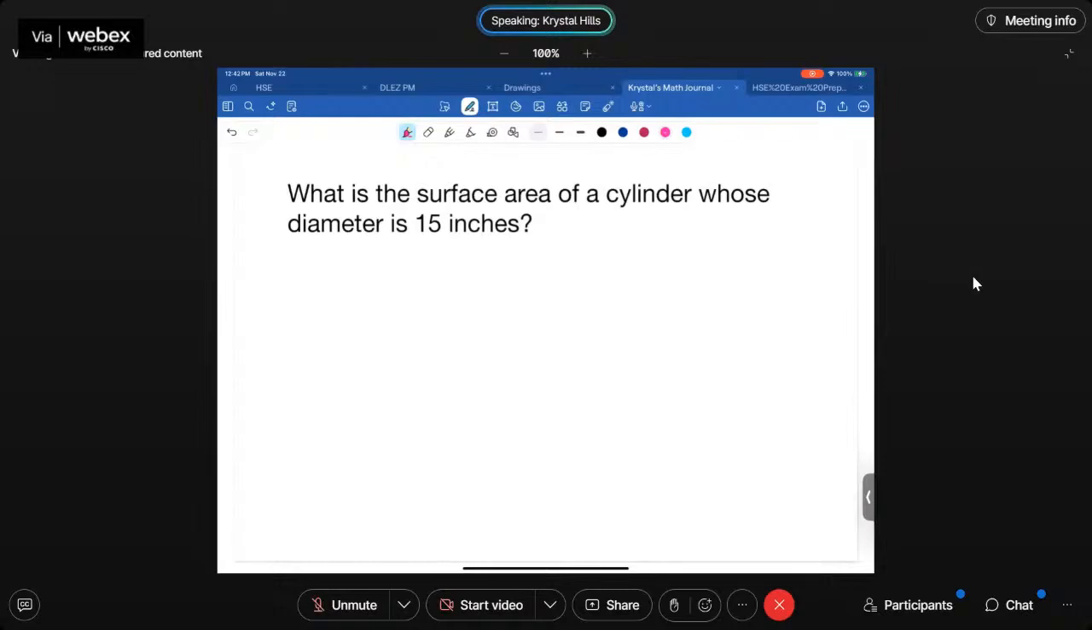Here is another. What is the surface area of a cylinder whose diameter is 15 inches?